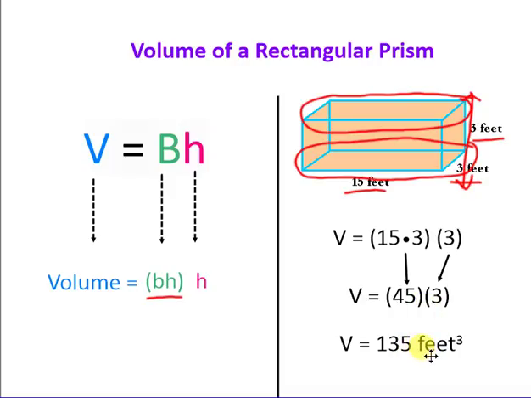Now, volume is always cubed, and the most basic reason why is because this measurement here was feet, this measurement here was feet, and this measurement here was feet. So if you did feet times feet times feet, you would get feet to the third power.